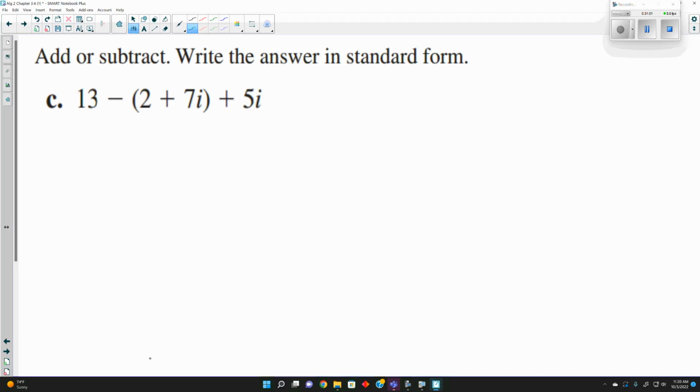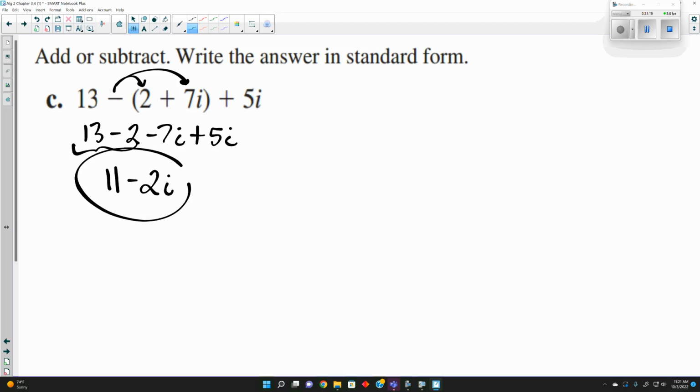11 minus 2i, because if we look back at this, again, we would distribute the negative through, which would be 13 minus 2 minus 7i plus 5. Well, 13 minus 2 is 11. Negative 7 plus 5, 5 minus 7 is negative 2, and we have the i. So we have 11 minus 2i. And that's it.